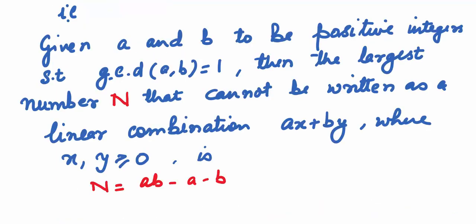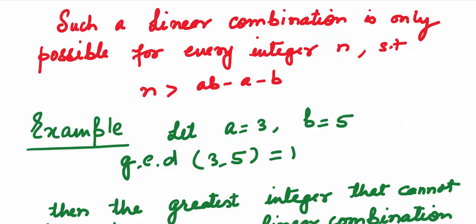In other words, given a and b to be positive integers such that their GCD is 1, then the largest number capital N that cannot be written as a linear combination ax plus by, where x and y are both non-negative integers, is N equal to ab minus a minus b. It is important to know that such a linear combination is only possible for every integer n such that n is greater than ab minus a minus b. As you have seen, when n becomes equal to ab minus a minus b, it is not possible to find the linear combination. Let's look at some examples.